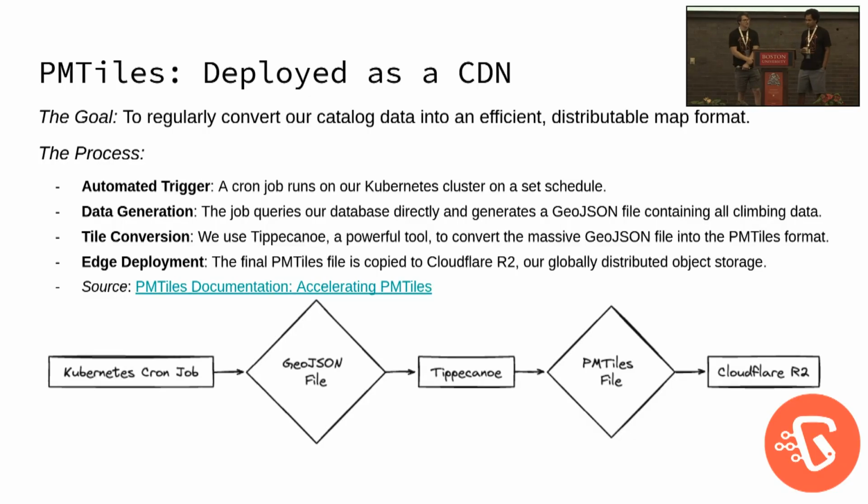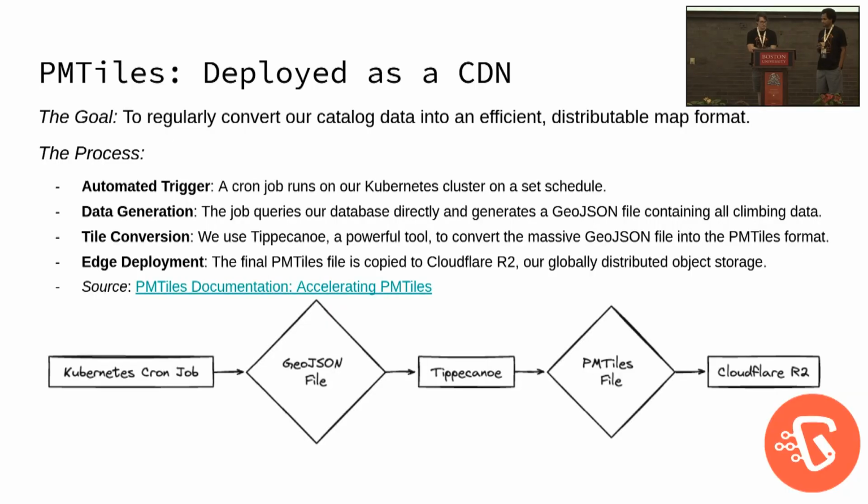Okay, so something that we've done is, as we've mentioned, we deploy PMTiles as a CDN. And basically, this is what the docs say to do. We have a Kubernetes job that runs on some interval, and it generates a GeoJSON file. The Kubernetes job connects directly to our Mongo database, in order to have a performant generation of PMTiles. So we generate a GeoJSON file and then pipe that into Tippecanoe, and we use Tippecanoe as a way to convert to PMTiles. And then after that, we just stick them onto Cloudflare R2.